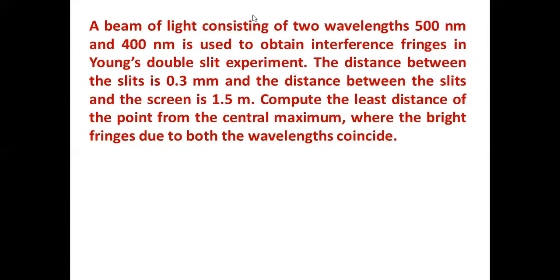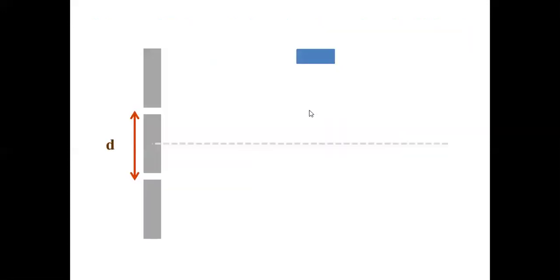These sentences must be converted into the mathematical form, and they must be applied into the diagram. Now, what do these sentences say? We have two sources. Both are switched on one by one. Distance between the slits, small d, capital D, everything is given. Compute the least distance of the point from the central maximum where the bright fringes due to both the wavelengths coincide. The question is only like this.